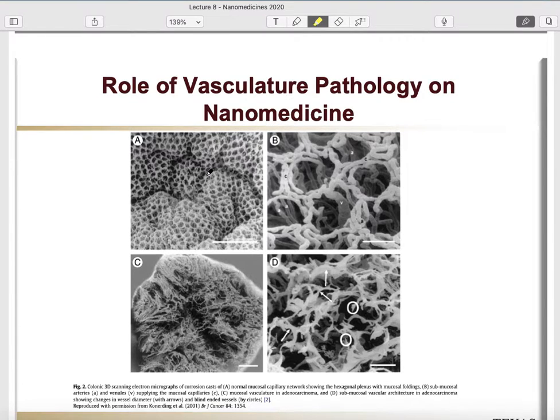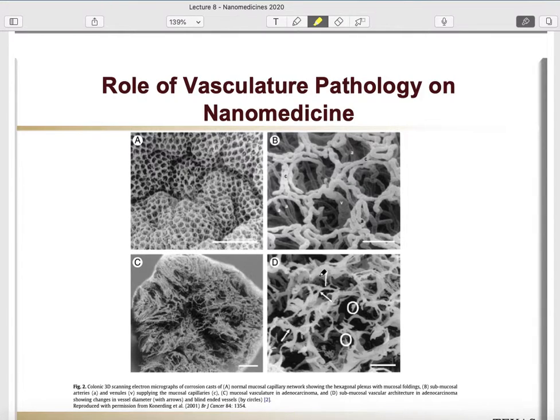And what they're showing here on the top left is a normal microvessel. These two are the same normal vessels, where B is just a higher magnification of the same. And then on the bottom, what we have is adenocarcinoma. What they're trying to show here is that the vessels tend to have the same diameter throughout. So the capillaries would have the same diameter throughout. Well, here we have different diameters of capillaries.